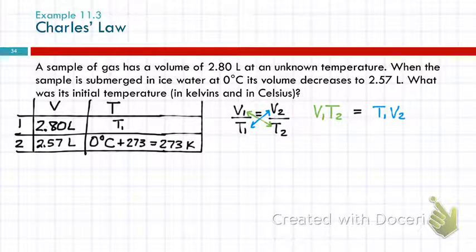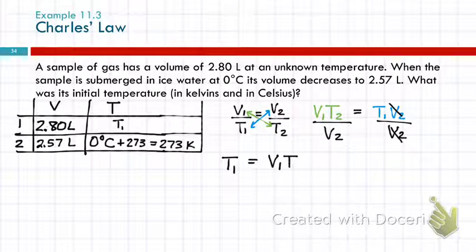Okay, so now what am I solving for? I'm solving for T1. So I'm going to do the same thing I did with Boyle's law. If I want T1 by itself, I'm going to divide by V2. So the V2's cancel out. To keep it equal, I have to do the same thing to both sides. Got to be fair. I'm going to write this down again. So T1 equals V1 times T2 divided by V2. I have my rearranged equation.